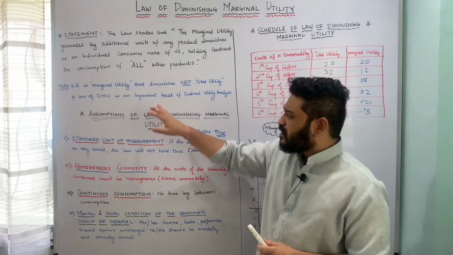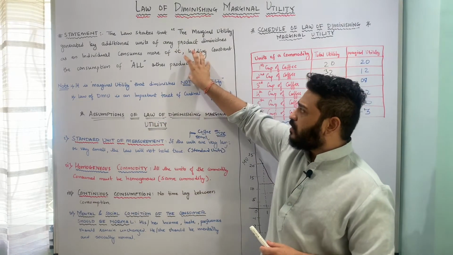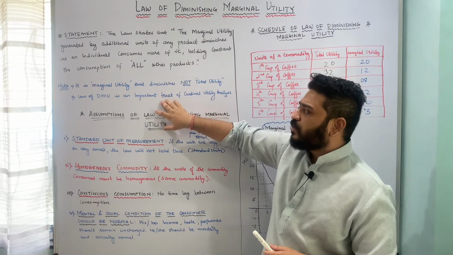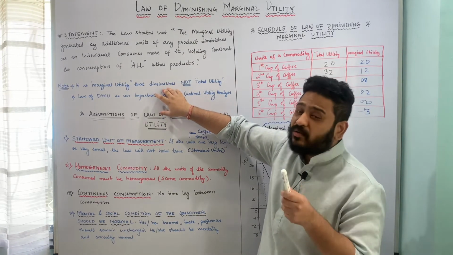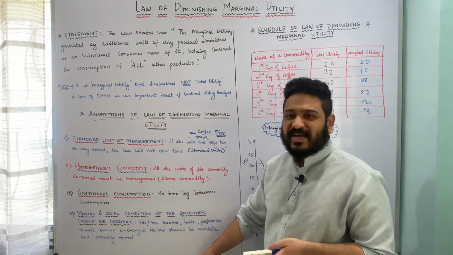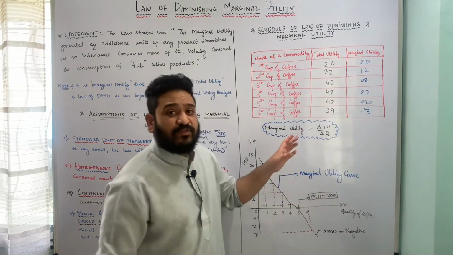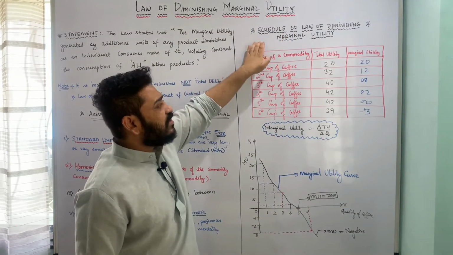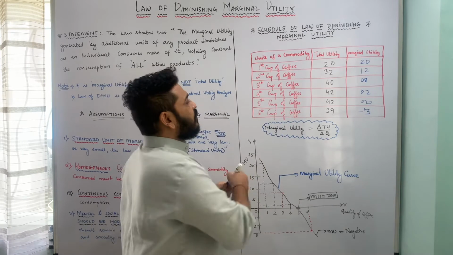Now since we know what the law of diminishing marginal utility is, why it is important for cardinal utility analysis, that it is not the total utility but marginal utility which diminishes, and also the assumptions on which it is based, let us now look at the schedule for the law of diminishing marginal utility. Now you can see that there are three columns, column 1, 2, 3.